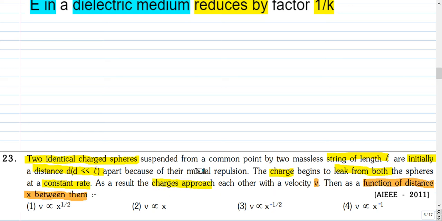Then, as a function of distance x between them, velocity varies as: option 1, x raised to the power half; option 2, as x; option 3, velocity is proportional to x raised to the minus half; option 4, velocity is proportional to x raised to the power minus 1. So the force between the spheres will be the repulsive force, and the repulsive force will go down because the charge is leaking. Because of that, it will start approaching each other with some velocity. So you have to figure out the forces acting on the sphere and solve the problem. You can pause and attempt this question.